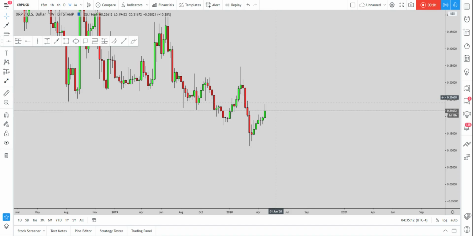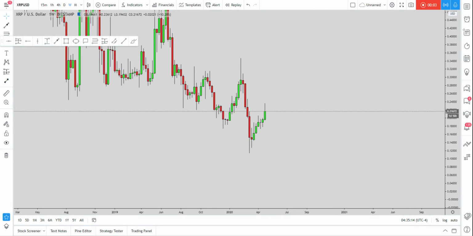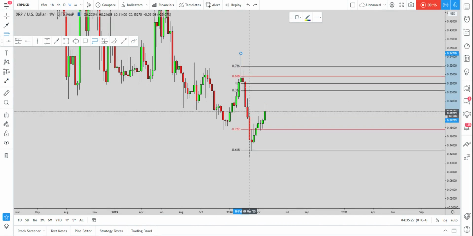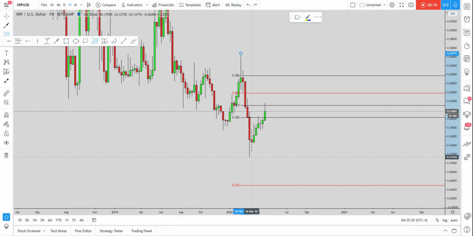Okay, so what kind of situation do we have at the moment on XRP USD? Now, if you remember, we had basically already identified this very nice impulse to the downside, followed by this very slow retracement. Now, if you want to measure this retracement, what are you supposed to be doing? Taking your Fibonacci from the high to the low.